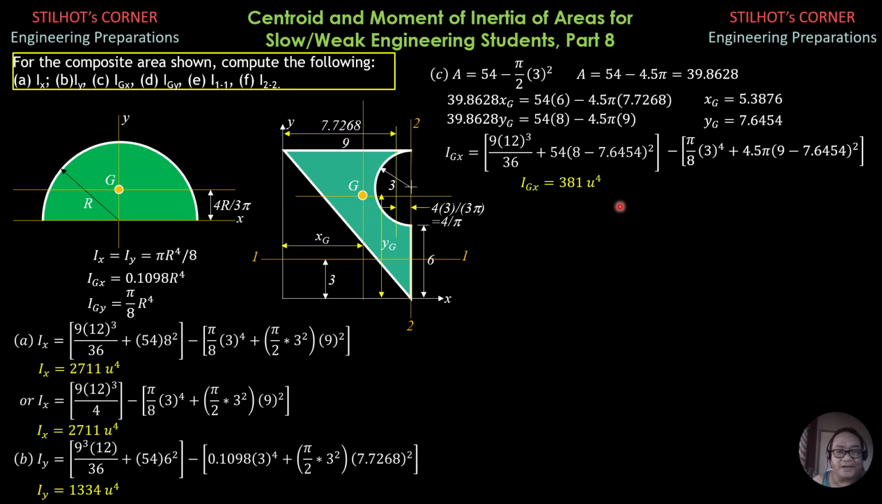Then the other way is Ix equals IGX plus area times yg square. So Ix is 2711 equals IGX plus area 39.8628 and yg is 7.6454, then quantity square. Calculating, that's 380.9. The discrepancy of 0.1 is understandable because we round off values here. They are not exact values.